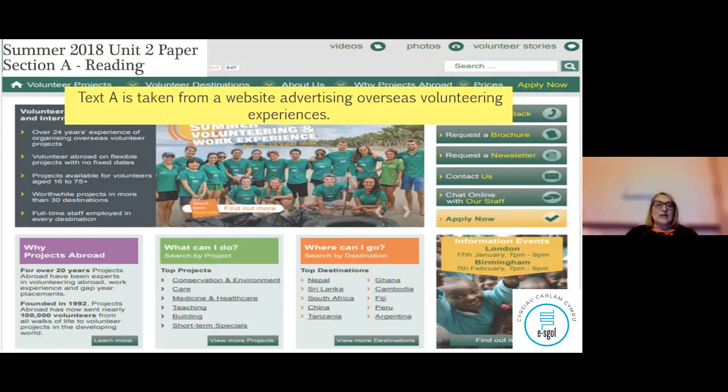The first text that you're given is a website advertising overseas volunteering experiences. As you've probably seen in past papers before, and I'm sure plenty of you have already done some mock exams, you will have seen lots of the different resources that the exams include. They're generally extracts from websites, perhaps novels, perhaps web pages, perhaps instructions. All of these things are there to challenge you, and the questions asked around them test your skills.